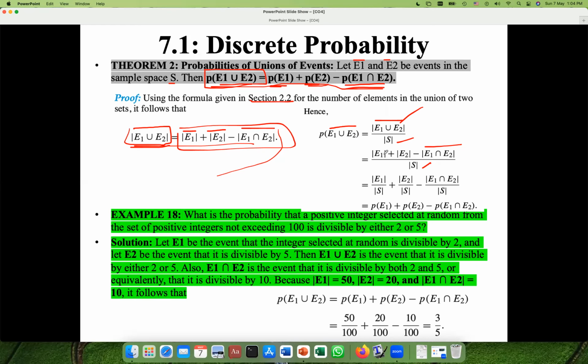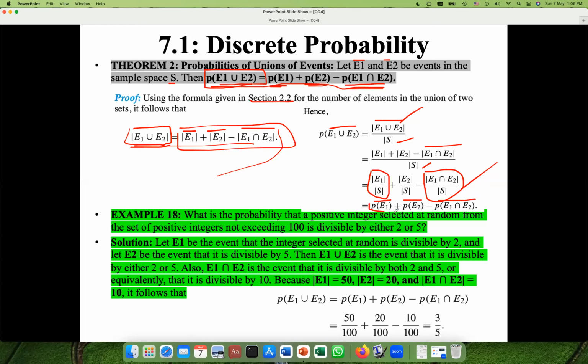Break it into units. E1 given S, or you can say E2 divided by S, and then this one. So just break it or simplify it. And now what is this one according to the definition of your first finite probability? Size of E1 given S. This is the probability of E1. This is the equation. So that's why you are writing it probability of E1. This is equal to probability of E2. And this is equal to, leave this minus, only that portion, probability of E1 intersection E2.